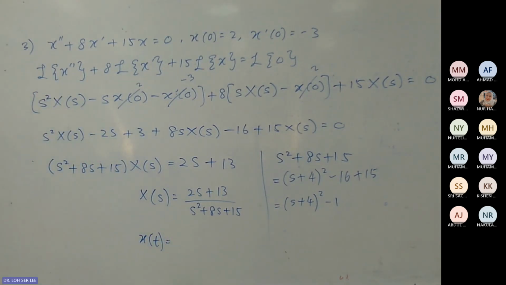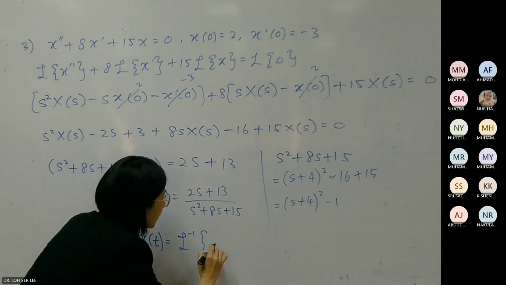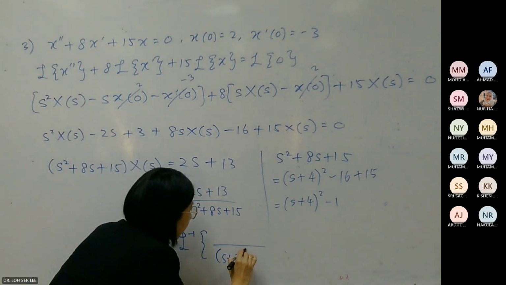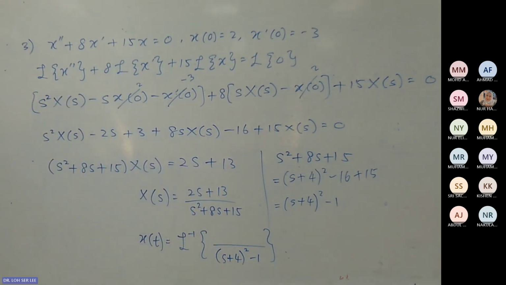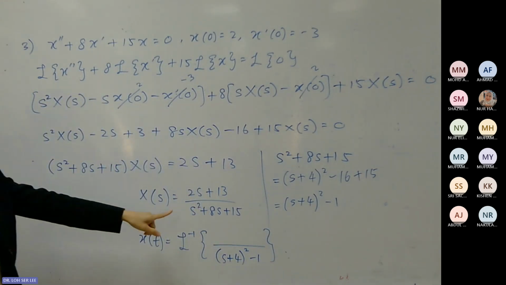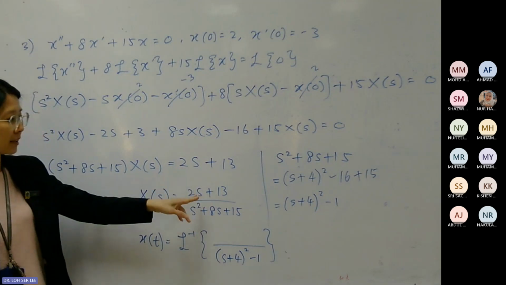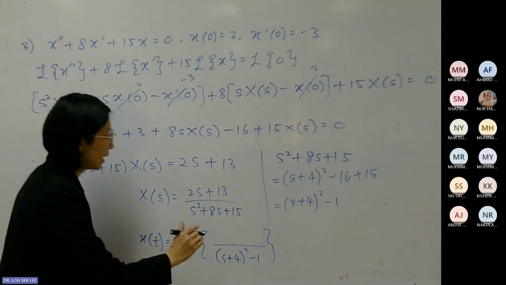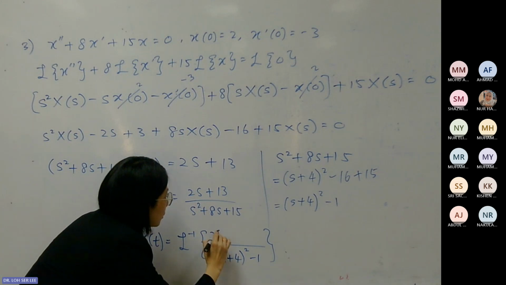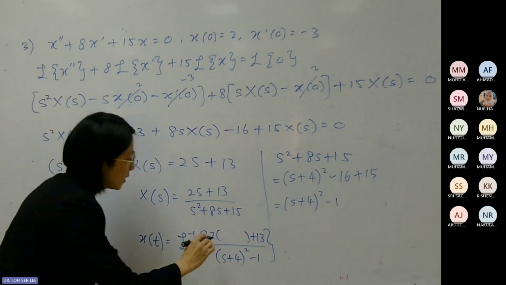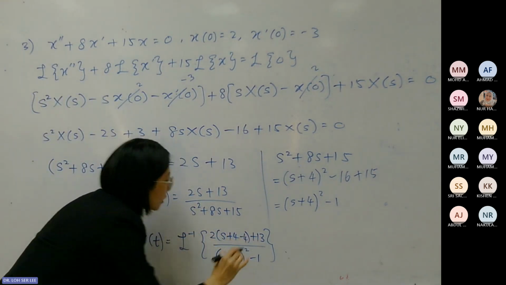So now we want to apply the inverse Laplace to get a final answer. Okay, inverse Laplace. So we change the denominator into this form, s plus 4 squared minus 1. When you change this into this form, the next step is we want to take out the plus 4. When you want to take out the plus 4, check the numerator: is there any s? If yes, create the s, s plus 4. 2s plus 13. Okay, 2s plus 13.